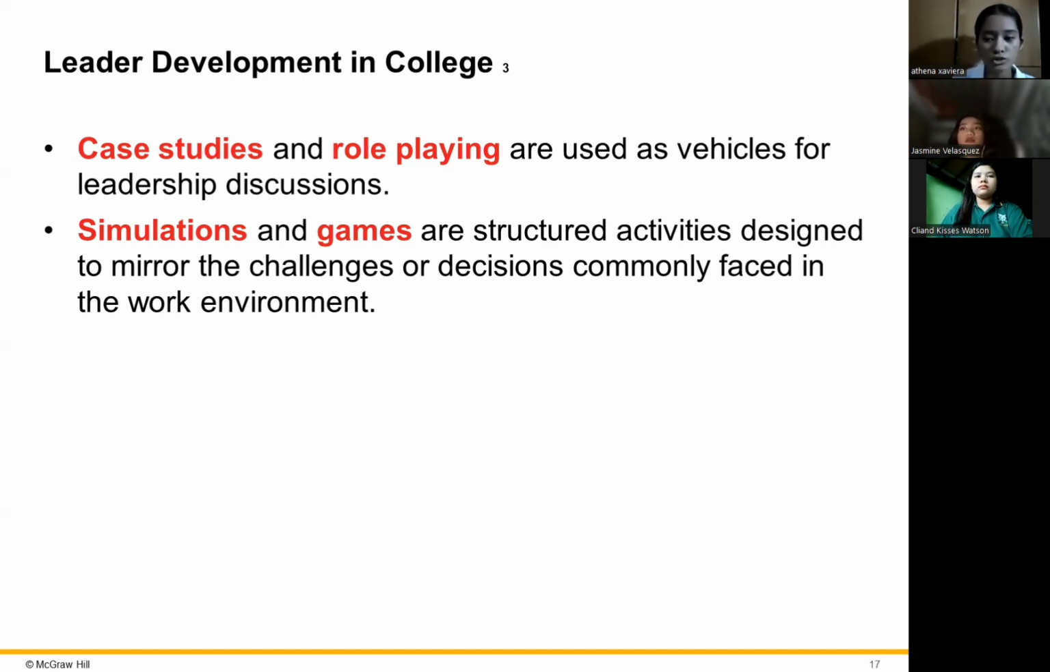There are also structured activities that are designed to do the challenges or decisions that you could experience in a work environment, such as simulations and games. Simulation is an approach or method used to not only let students learn about different concepts, but also provide students with opportunities to apply new skills, knowledge, and ideas they could use in a real-world situation.